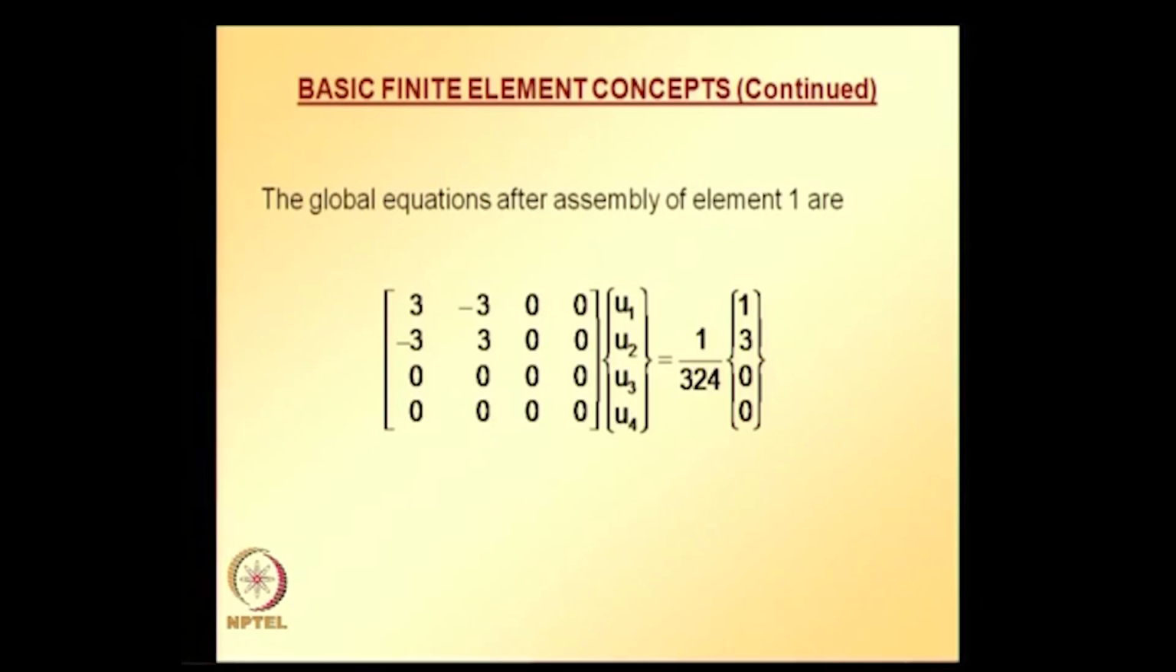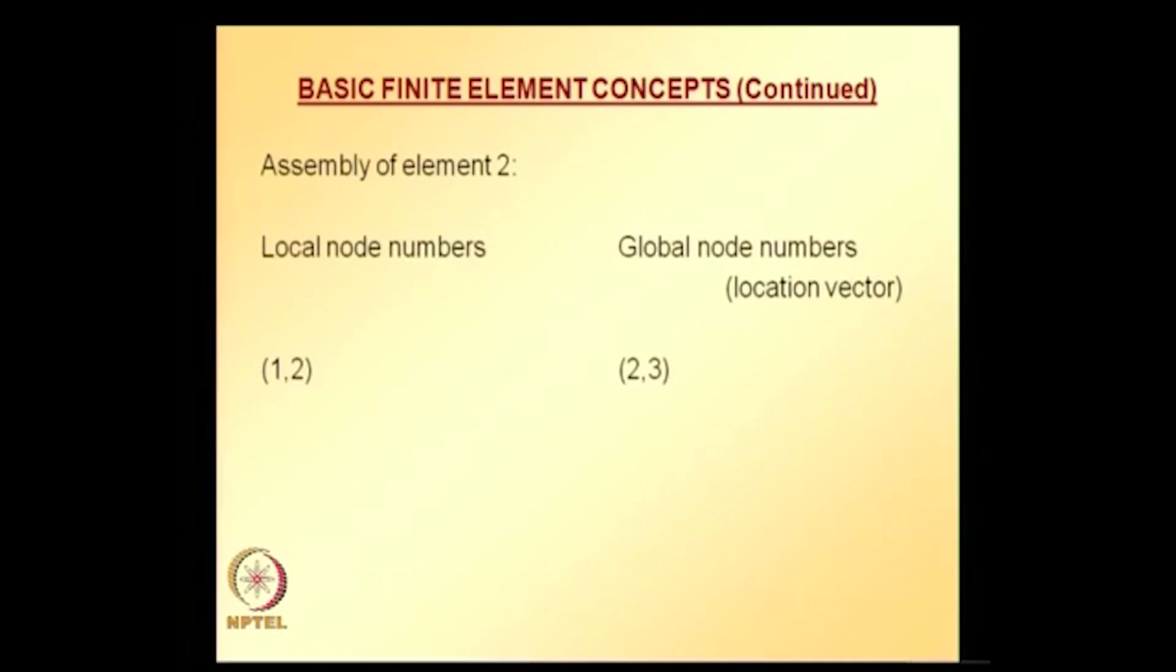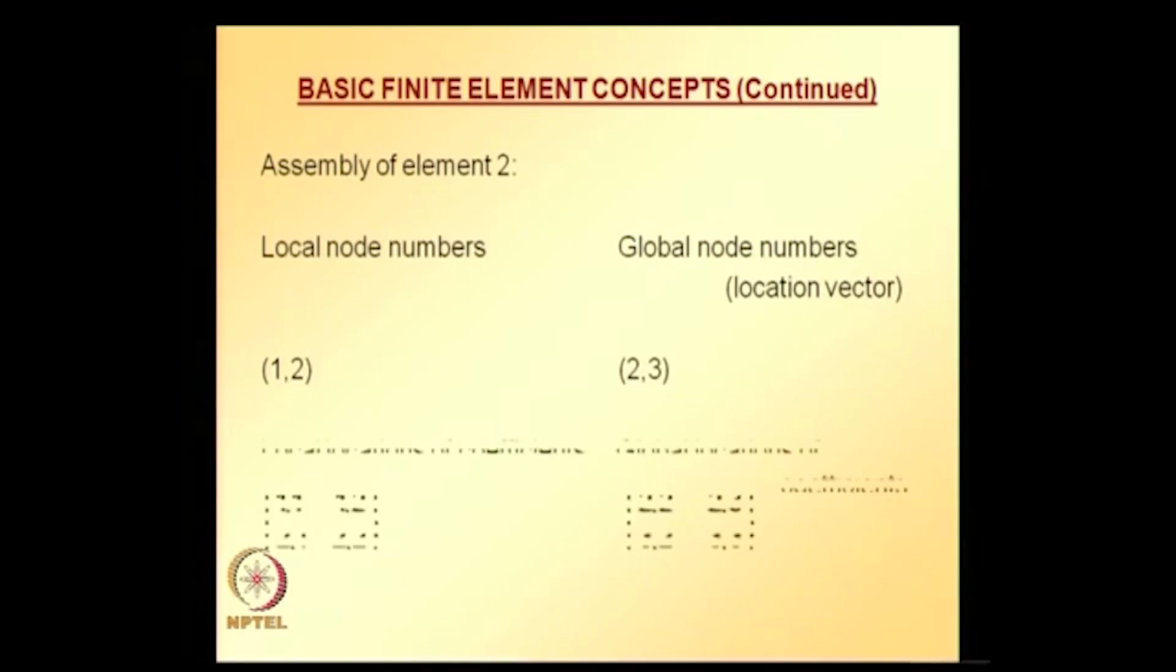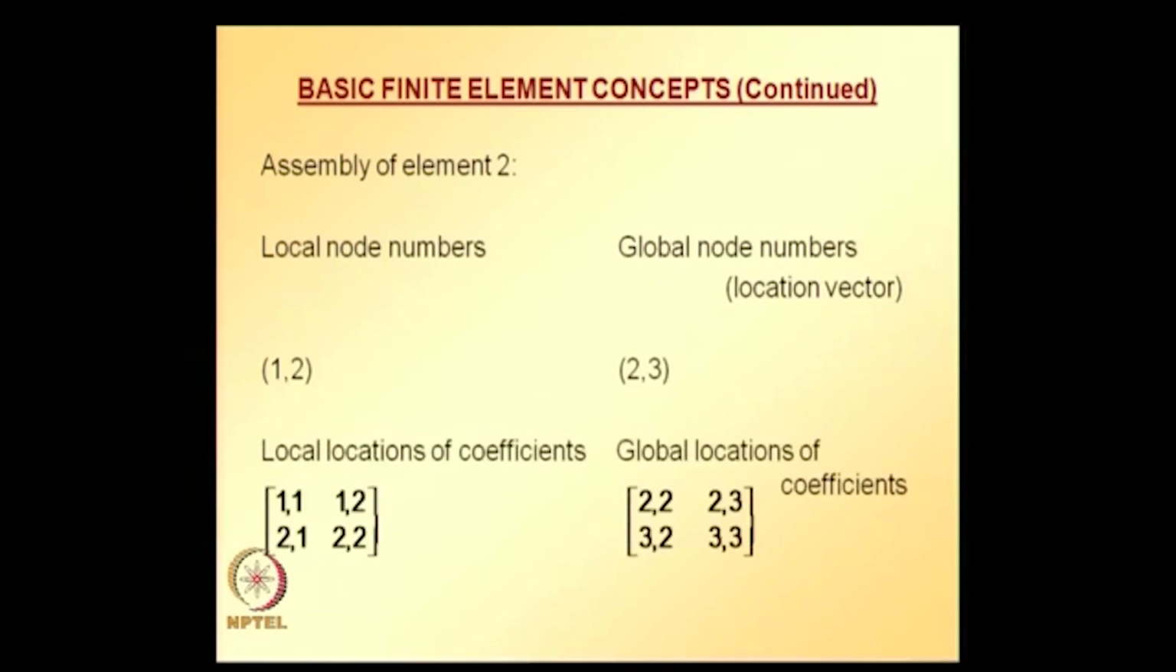So, now element 2 contribution, where it goes in, is easy to find. You just note down what local node numbers 1 and 2 correspond to in the global node numbers. For this particular problem, local node numbers 1 and 2 for element 2 correspond to global node numbers 2 and 3. So, you can prepare a matrix showing the relation of the local locations of coefficients to the global locations of coefficients.